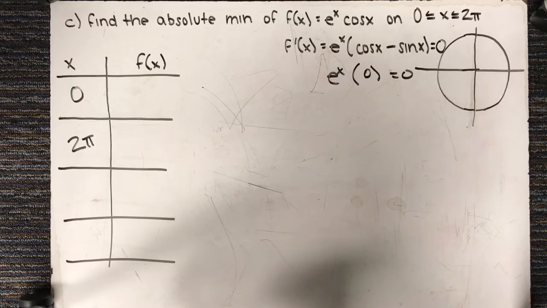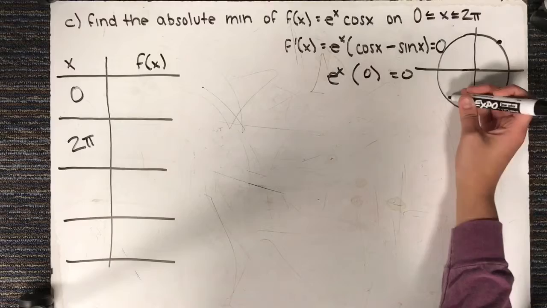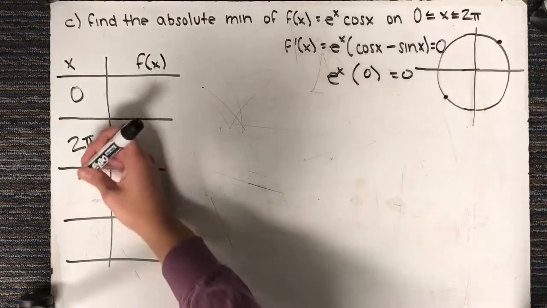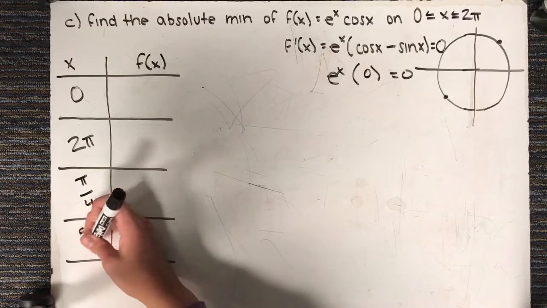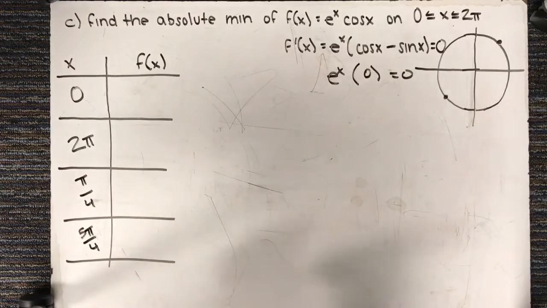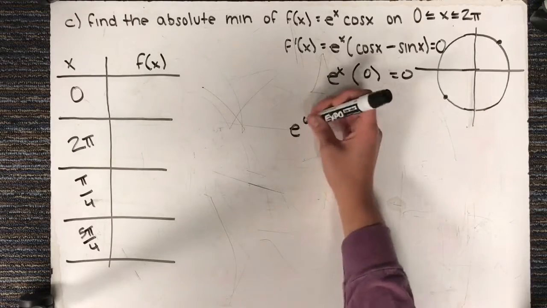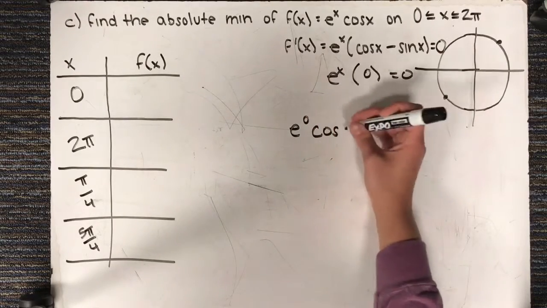So it really helps to know your unit circle for this problem just because it was a non-calculator section. There are two spots on the unit circle where cosine of x and sine of x are equal, and that is pi over 4 and 5 pi over 4. So I'll put those values on the table. And now we just need to find the corresponding y values. So we're just going to plug those into our original equation.